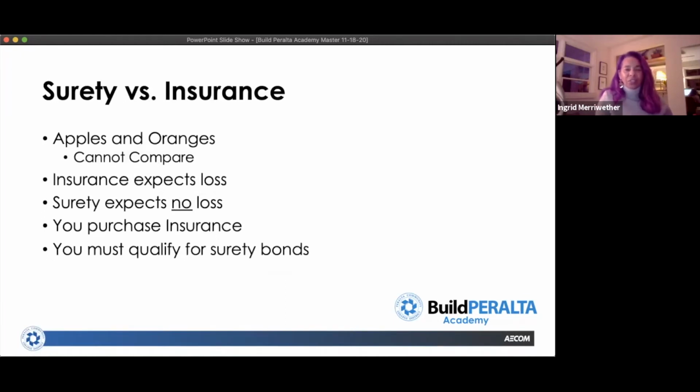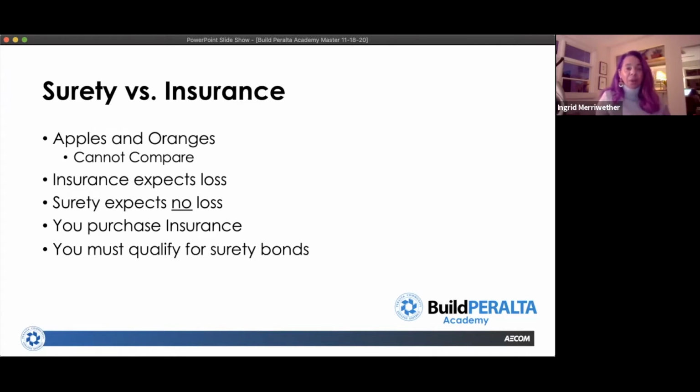Okay, so the first thing is to distinguish the difference between bonding or surety and insurance. This can get confusing because you keep hearing the word bond and bond program. As respects the district project, bond refers to the financial instrument used to finance the capital project. In this context, when we're talking about bonds, we're talking about bonds for contractors that are oftentimes required for them to participate on public projects. So I don't want you to get those two confused.